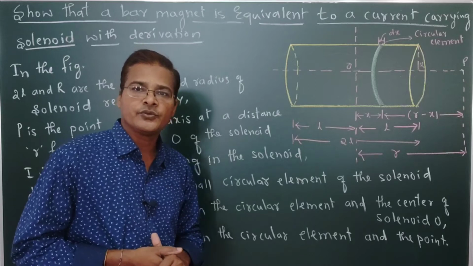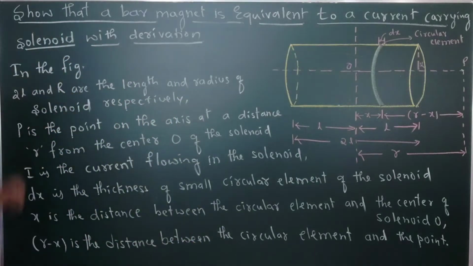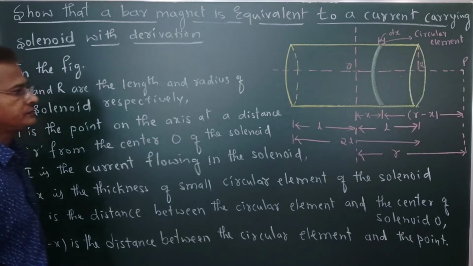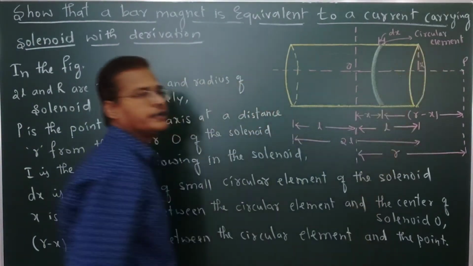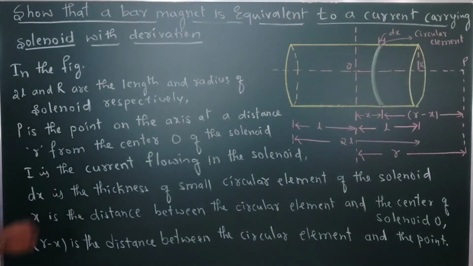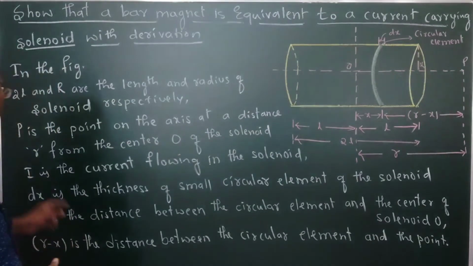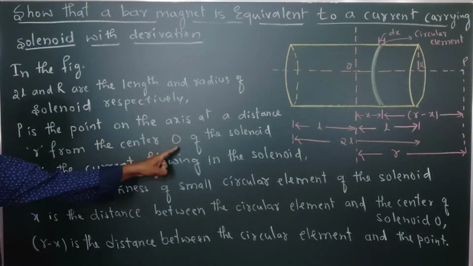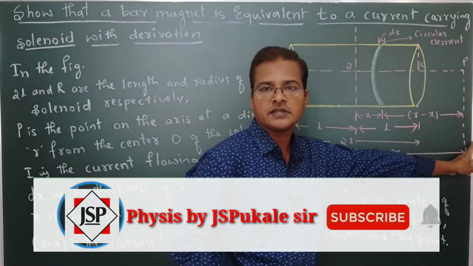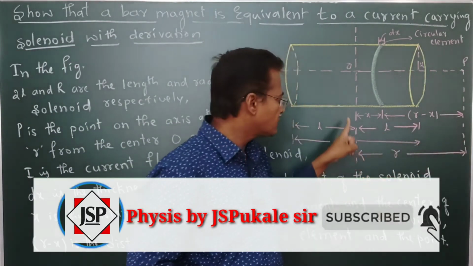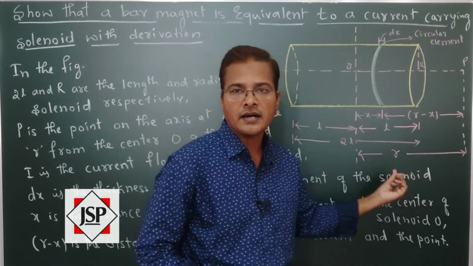In the examination, if they ask, what we have to write down as explanation is this. In the figure, 2L and R are the length and radius of the solenoid respectively. P is the point on the axis at a distance R from the center O of the solenoid. The distance from the center of the solenoid to point P is R.